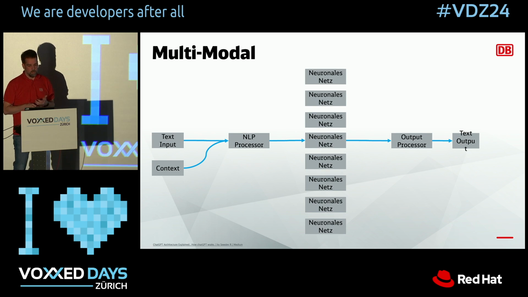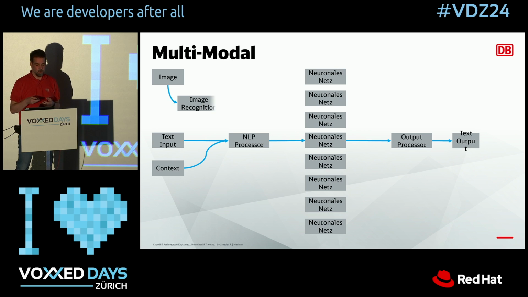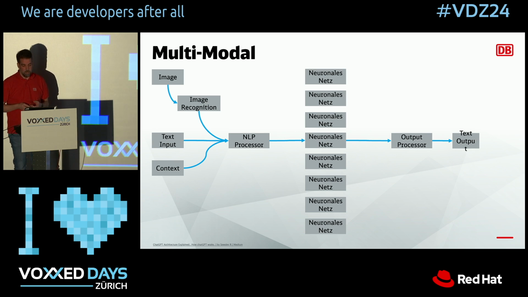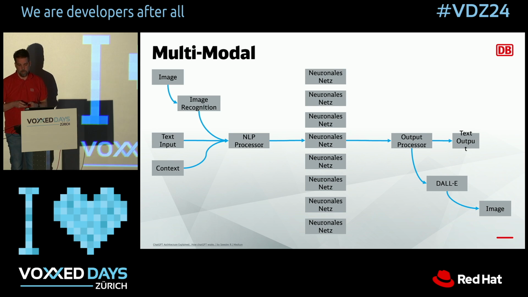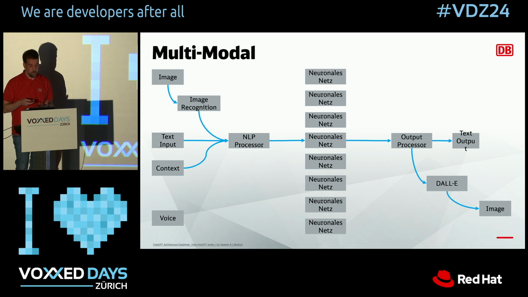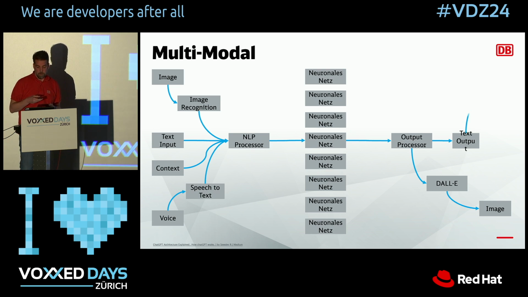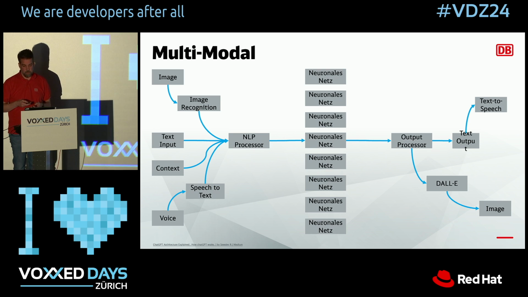And it's multimodal. What does it mean? We not only can feed text to the machine, we can also feed images to the machine. There's image recognition, which then results in some textual output. There's DALL-E 3, for instance, as output processor to generate artistic images, not diagrams, just artistic images. And we have voice recognition. And we also have text-to-speech output.